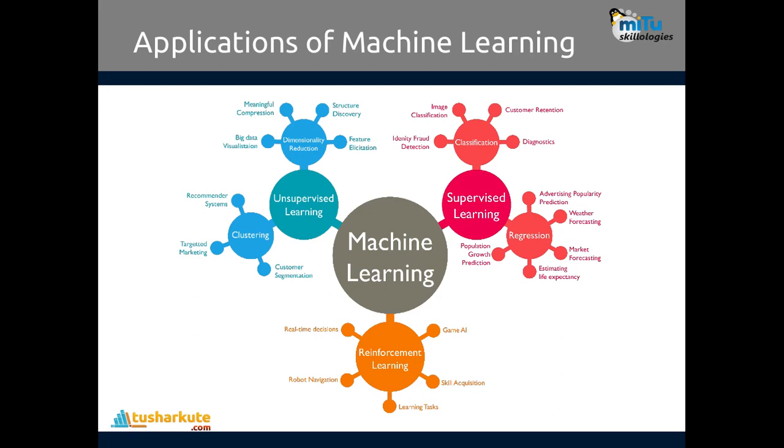Now, as per the categories, let's look at the examples or applications of machine learning. This diagram is showing an overview. In supervised learning we have image classification or fraud detection. In regression we have weather forecasting, market forecasting, and population growth prediction, where the output is continuous. In unsupervised learning we have finding the structure in the data, visualizing big data, recommendation systems, targeted advertisements, and customer segmentation. In reinforcement learning we have artificial intelligence games, skill acquisition, learning tasks, and robot navigation. So these are the applications of machine learning.